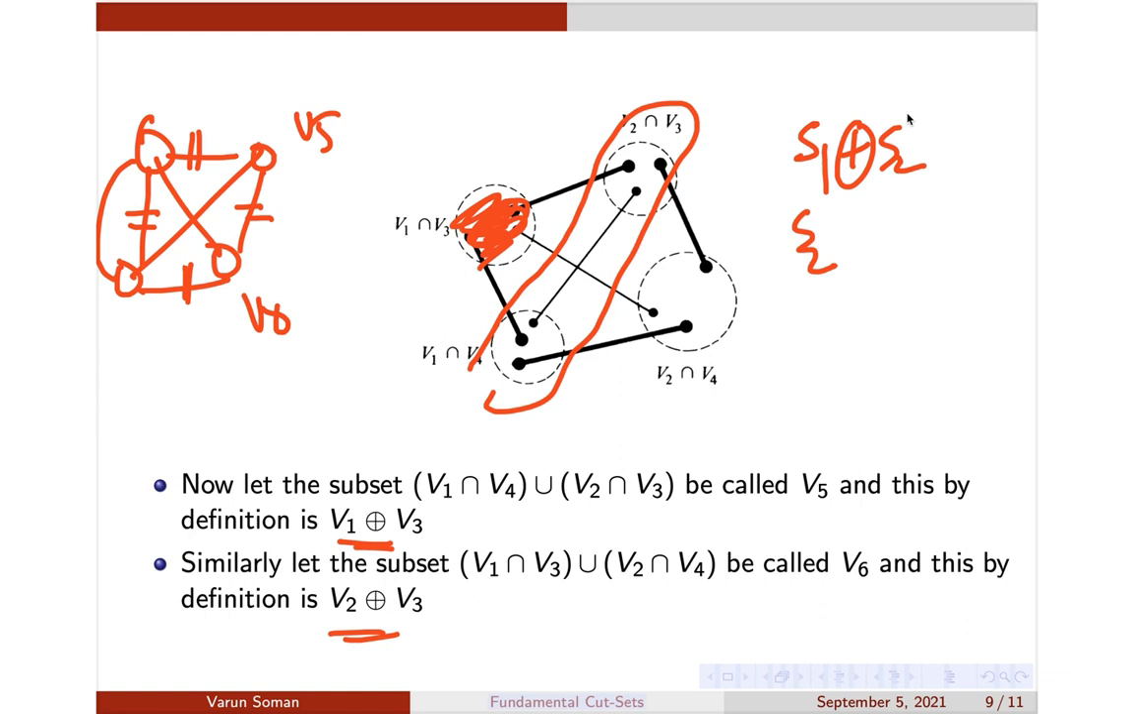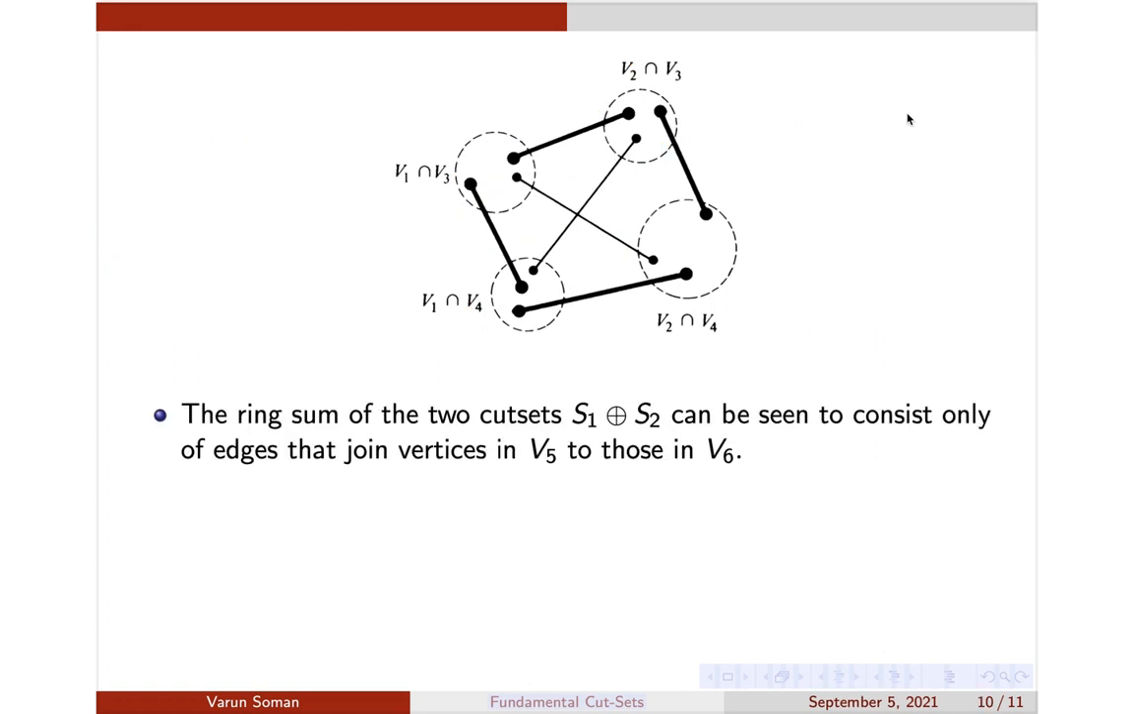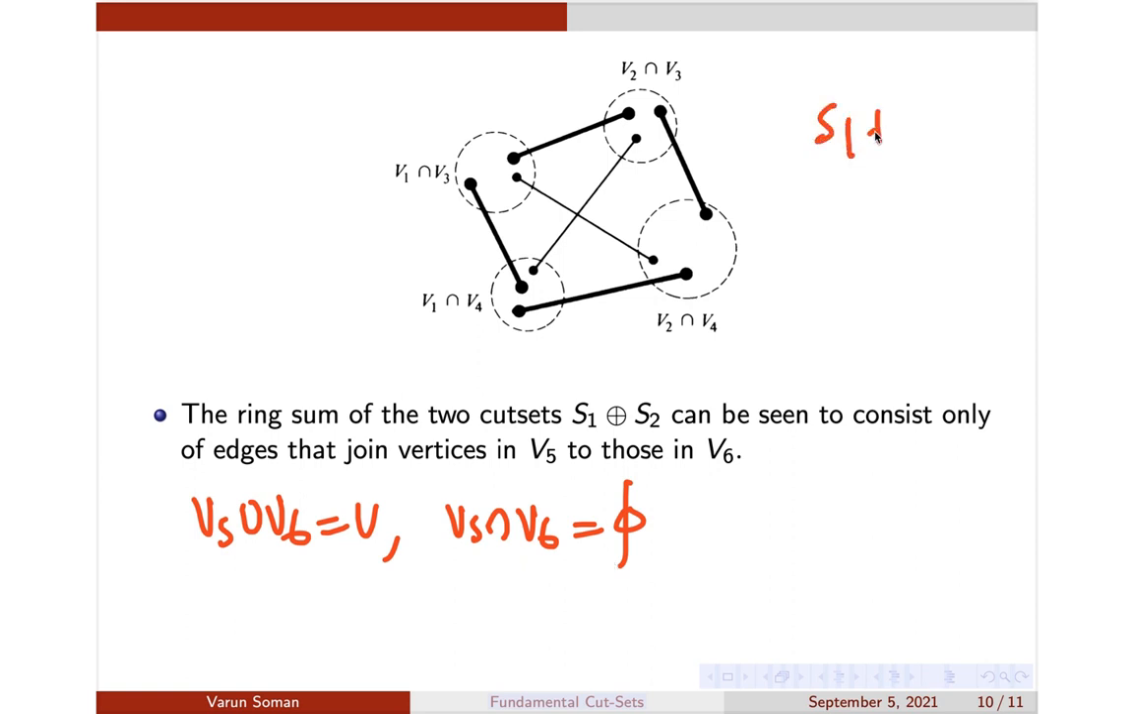That's the idea. Once you delete these ring sum edges, your graph will be disconnected into just V5 and V6. Since you are deleting only the edges, V5 union V6 will be your entire vertex set, and V5 intersection V6 will be simply the null set, because there are no vertices in common and no edges connecting them. So basically S1 ring sum S2 disconnects the graph.